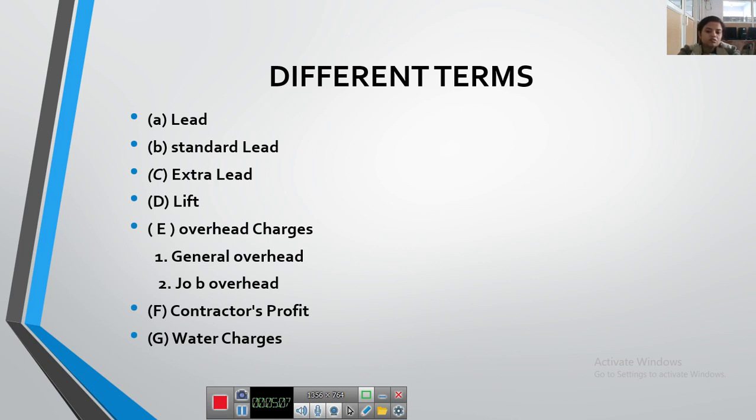Overhead charges are generally divided into two parts. First is general overhead and another is job overhead. In general overhead, what is included?